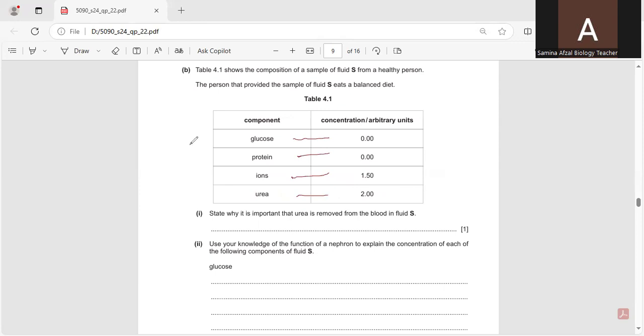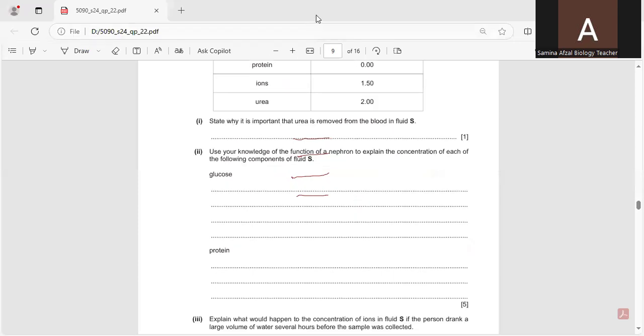So in this way, the person is a healthy person, so it is not showing any sign of diabetes because glucose is absent in the urine. So why it is important that urea is removed from the blood in fluid S? Urea is toxic in nature, so it should be excreted out of the body. If it is stored inside, it can cause different problems to the body.